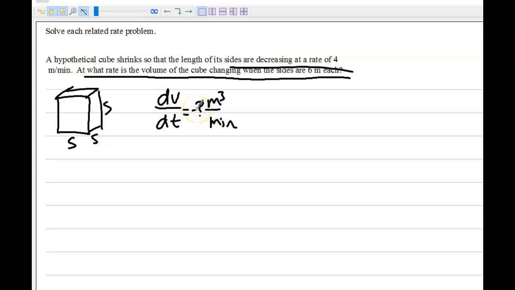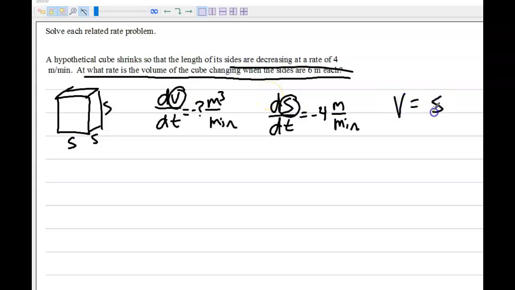It will be. But we also need to find the given rate, which is the side lengths. So the rate of change of the side lengths with respect to time, they say, is 4 meters per minute. But since it's shrinking, it's going to be negative 4 meters per minute. Now we need to find a formula for cubes that connects volume to side length. The volume of a cube is given by the sides cubed.